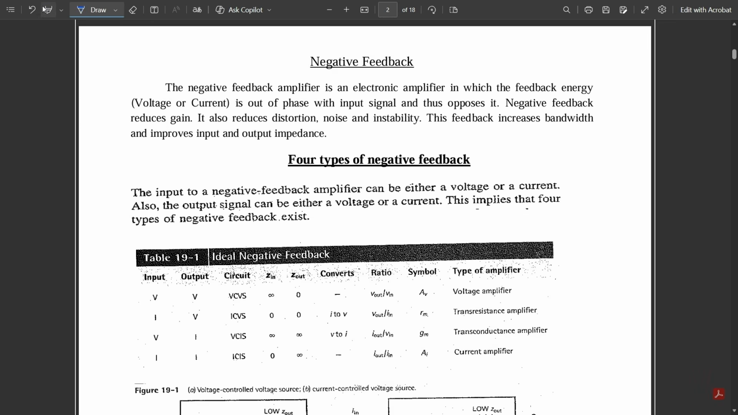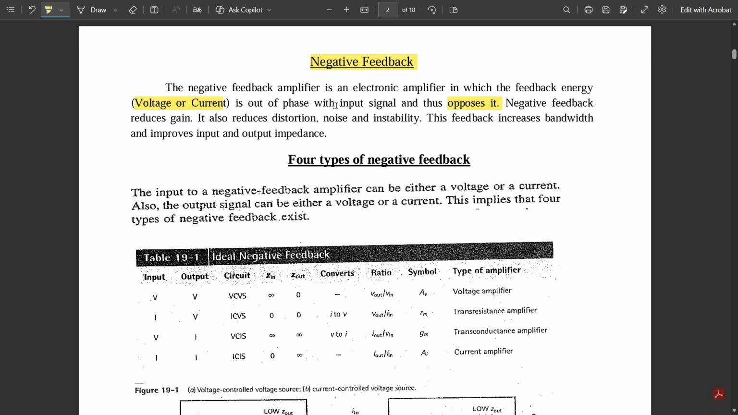In this video, initially we are discussing what we mean by negative feedback and the four types of negative feedback. Let us see now. The negative feedback amplifier is an electronic amplifier in which the feedback energy, that is either voltage or current, is out of phase with the input signal and thus opposes it.